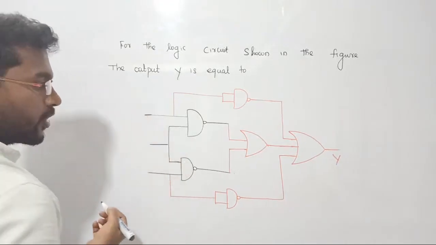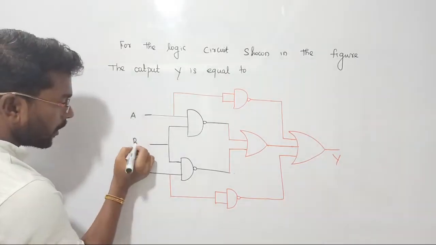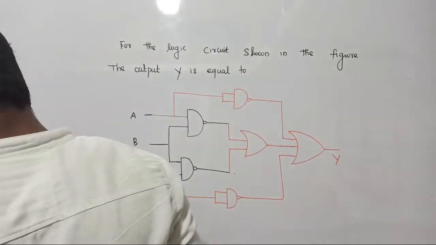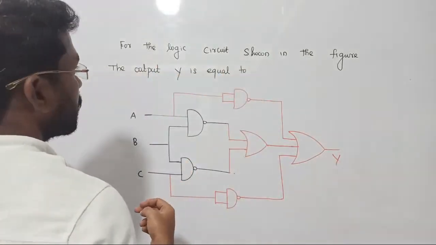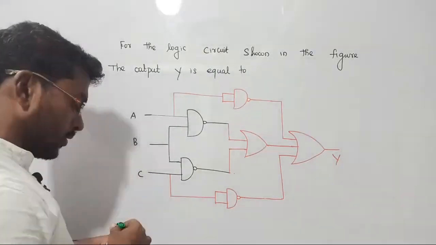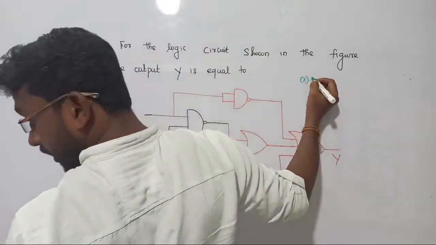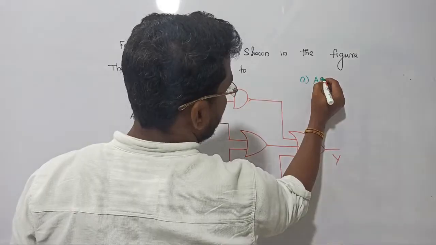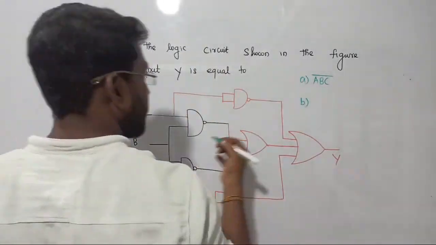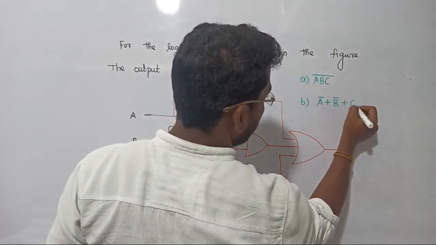Now you can draw the circuit, that is the given A, B, C, right? Now what is the question? For the logic circuit shown in the figure, the output Y is equal to, right? Anyway, first let me write down the options. Option A is given as A B C whole bar. Option B is given as A bar plus B bar plus C bar.